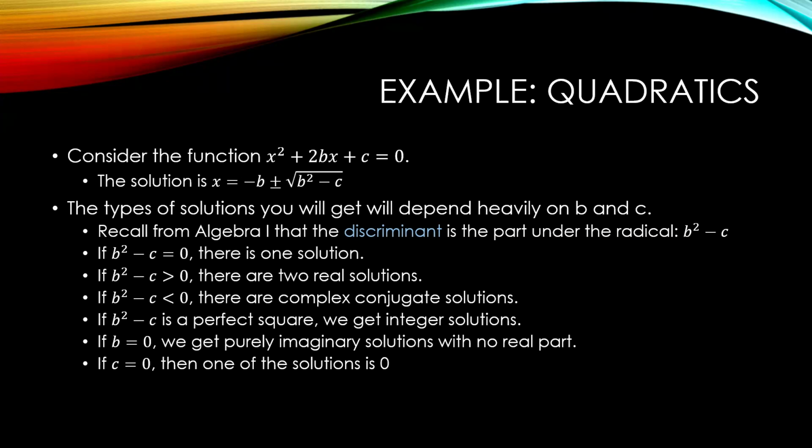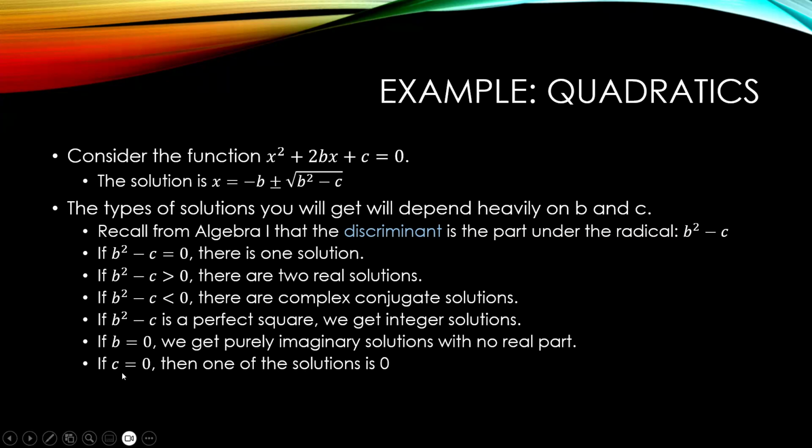What types of answers can you get out of this thing? Well, the types of answers you're going to get depend heavily on the values of b and c. And if you remember from Algebra 1, we call it the discriminant. The discriminant in this case would be b squared minus c. If b squared minus c is equal to 0, you get one solution. If b squared minus c is greater than 0, you get two real solutions. If it's less than 0, you get two complex conjugate solutions. If b squared minus c is a perfect square, you're going to get integer solutions. If b is equal to 0, you get a purely imaginary solution with no real parts. If c is equal to 0, then one of the solutions must be 0.